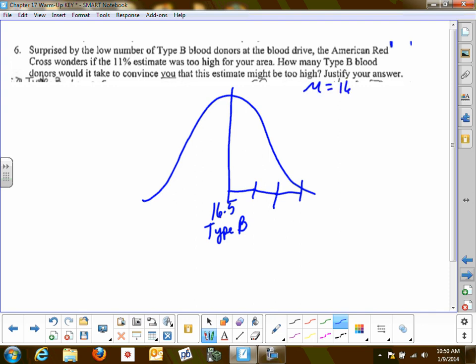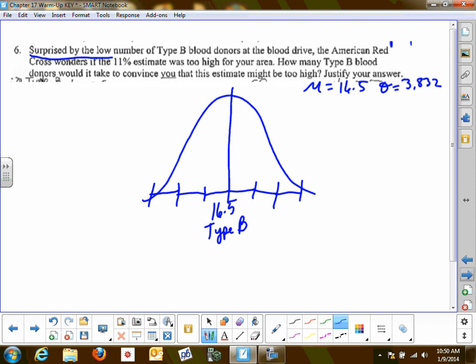Mean of 16.5, standard deviation of 3.832. So number 5's answers are used for the normal model of number 6. Okay, so 150 people happen to come in at Aledo, but you were surprised because you got a really low number. So the question is, what is a low number?